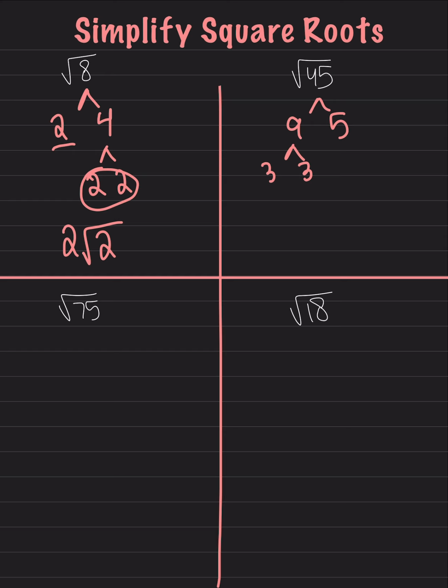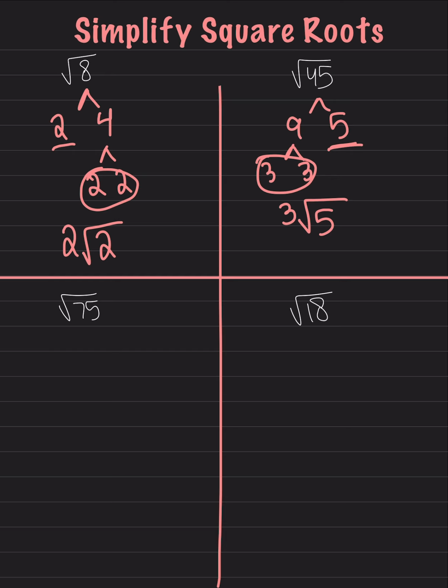Now that I've reached my end, the next step is to circle my pairs. I can circle this pair of 3's over here. This 5 does not have a pair. Now, to get our final answer, all we have to do is write our pairs, so this 3, and then inside of our square root, we will write the number that we don't have in pairs, which is the 5. And my answer is 3 root 5.